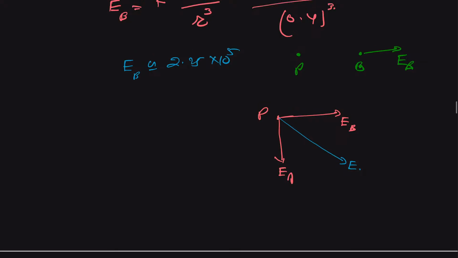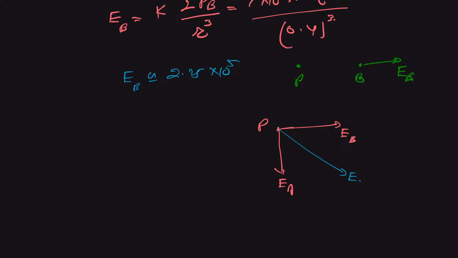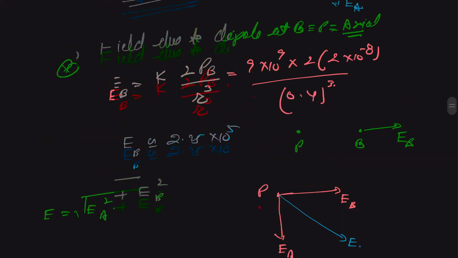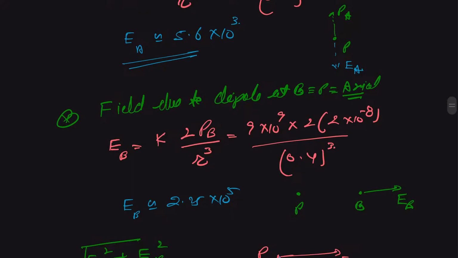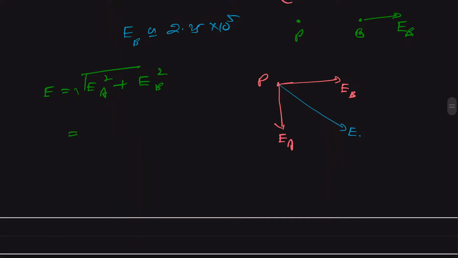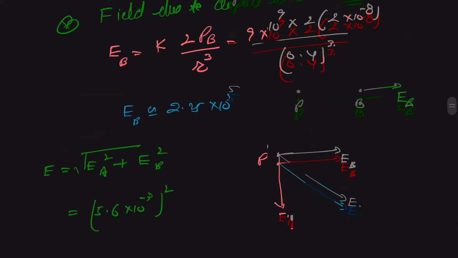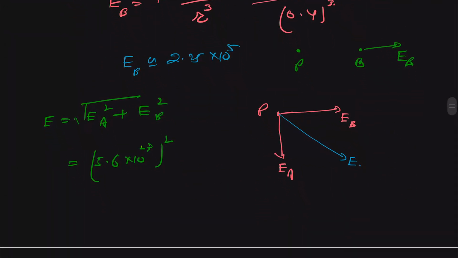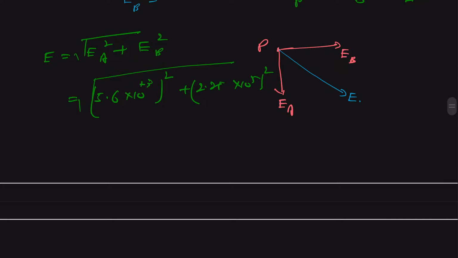Therefore, we get that our electric field E will be equal to the square root of EA square plus EB square, where EA is 5.6 into 10 to the power 3, whole square, plus EB is 2.25 into 10 to the power 5, whole square. So it will be approximately equal to 2 point something into 10 to the power 5.